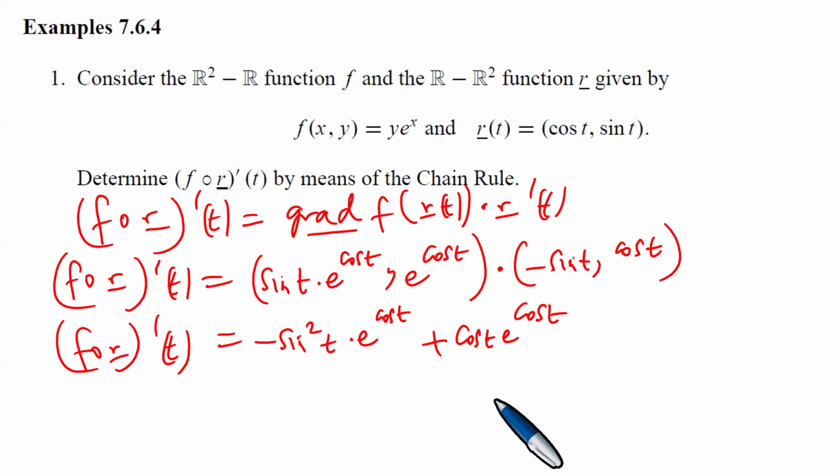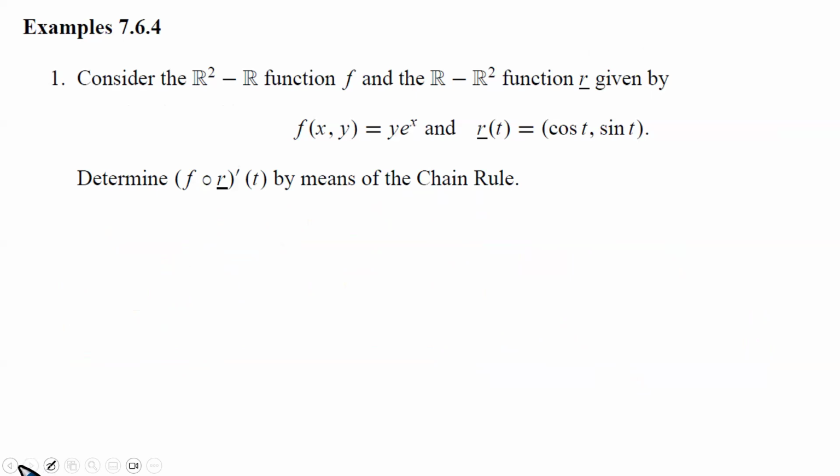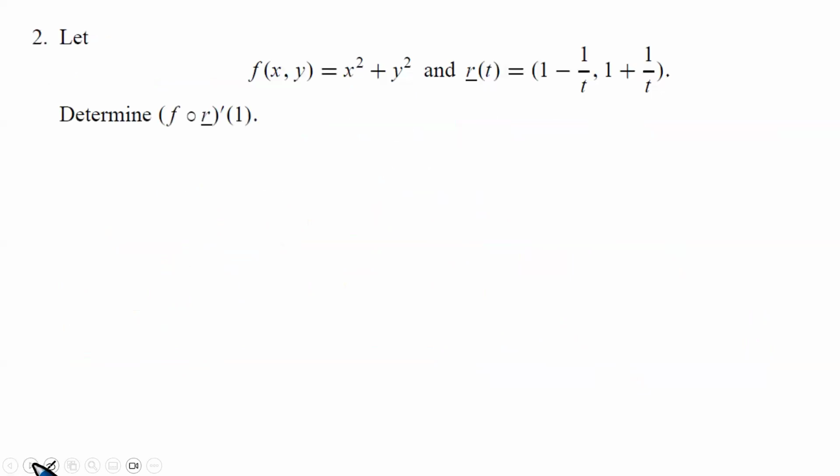So this becomes the answer, the result. So we have exactly that. And obviously we've used the chain rule to compute this particular derivative, which is the composition of f and r primed of t. Next question. In the next point, we try the next question.